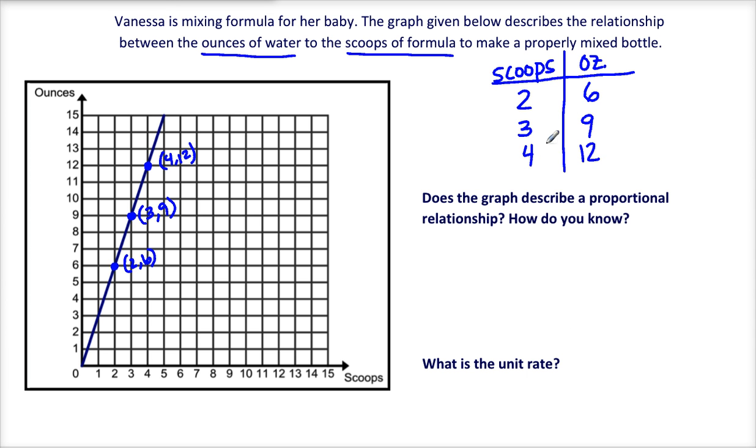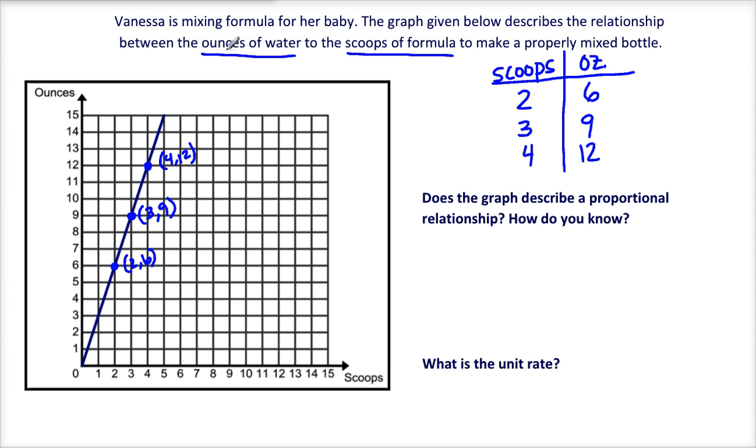So let's use this table to help us answer these questions. It says, does the graph describe a proportional relationship? And how do you know? Well, you might have to go back a couple lesson videos if you forgot what proportional means, but I'll remind you here. Proportional means that my two units have the same or a constant ratio. A ratio is just a fancy word for a fraction. So let's set up a couple fractions and make sure that they're all the same.